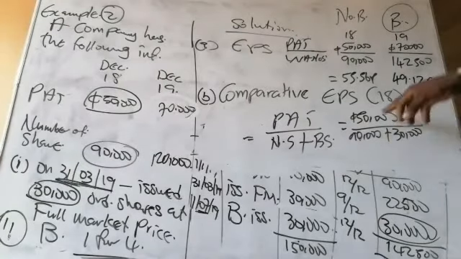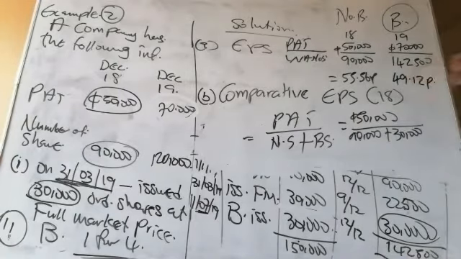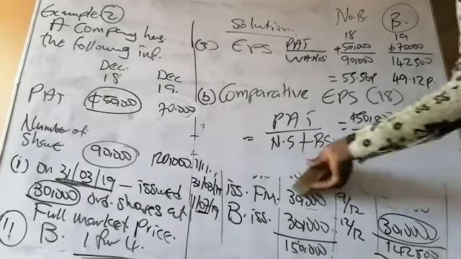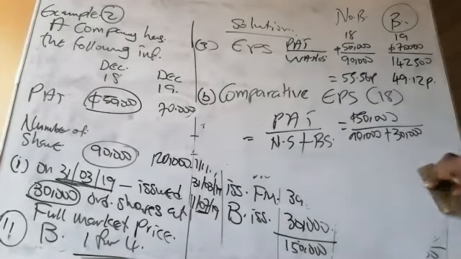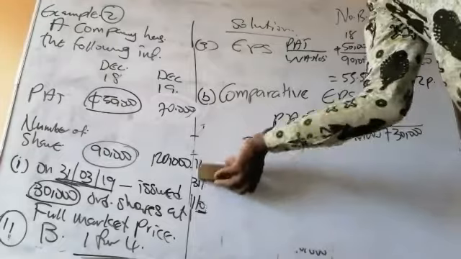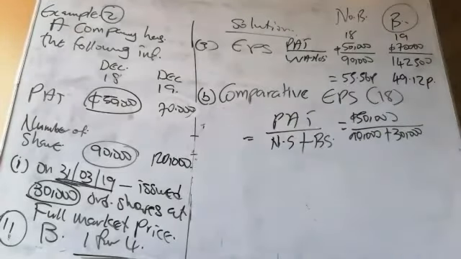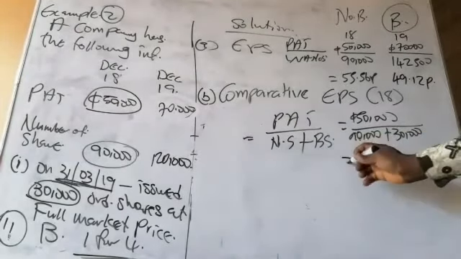Now you can compare 2018 to 2019. You cannot compare this to this. It is wrong to do that. Add the bonus, just the bonus, because you don't weight the bonus. So assume that this bonus will exist in 2018. What will be the gain?